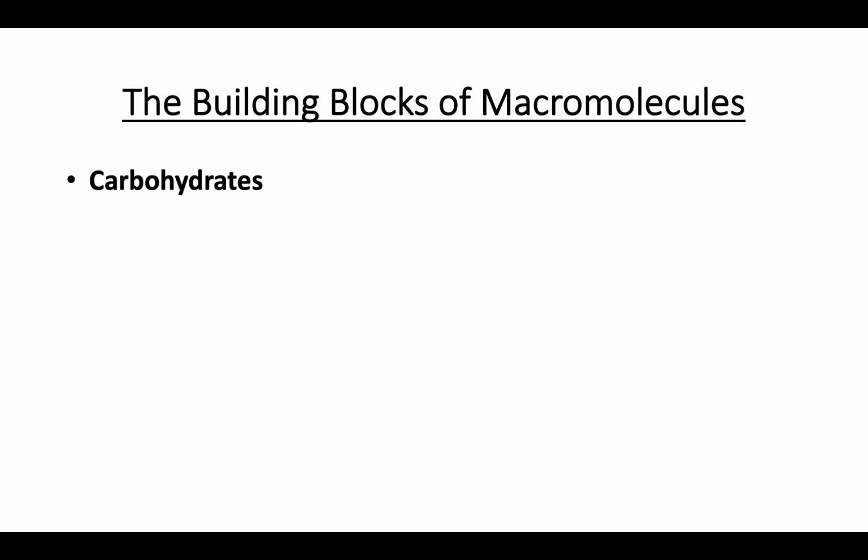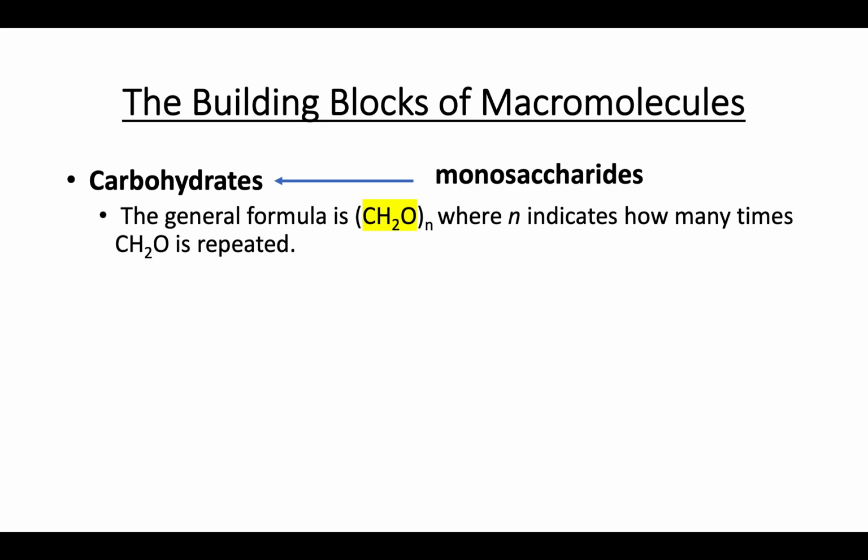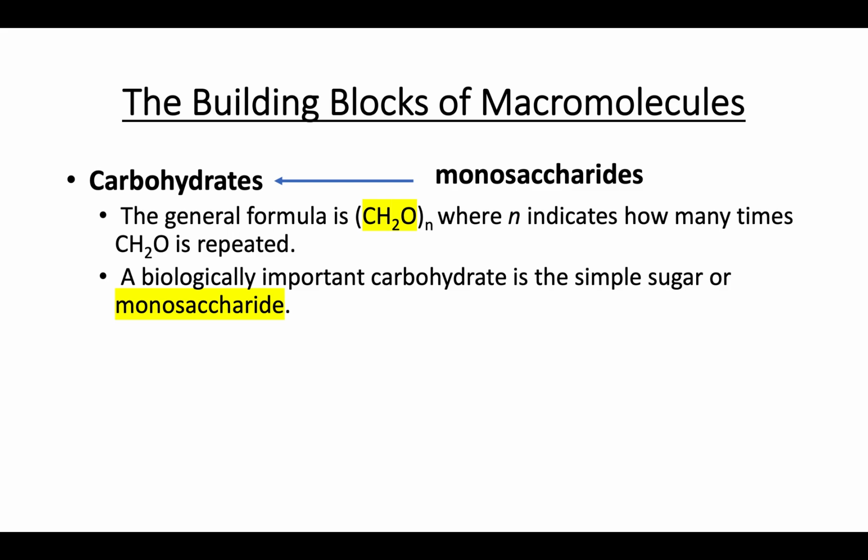So going on to specifics, we have carbohydrates first, and they are made out of monosaccharides. If you string monosaccharides together, mono being one, and then saccharide meaning sugar. So if you string a lot of sugars together, that creates carbohydrates. And the general formula would be carbon, hydrogen, oxygen, and then N would be some amount. They are biologically important.